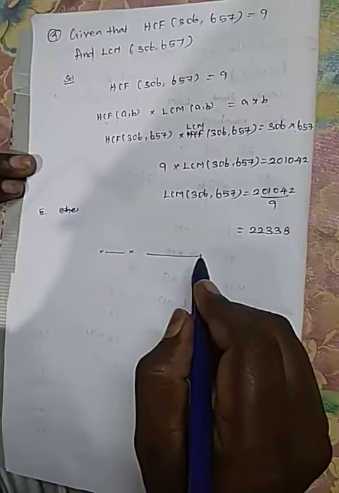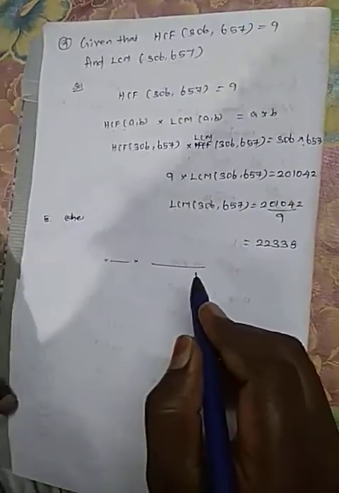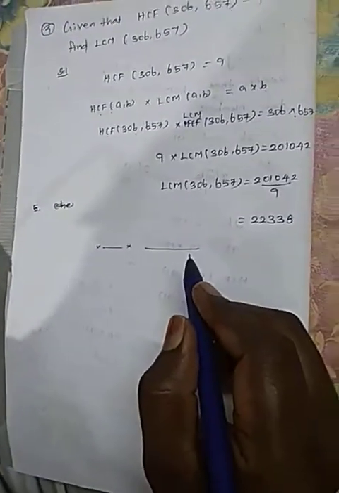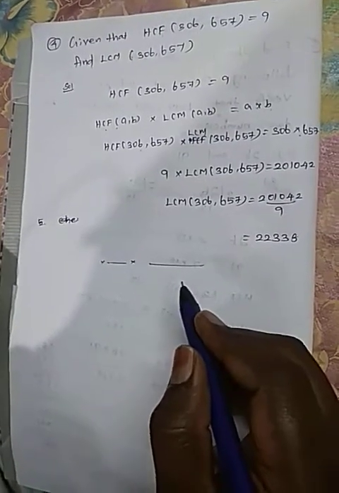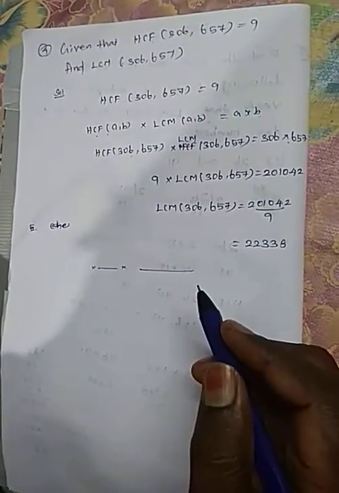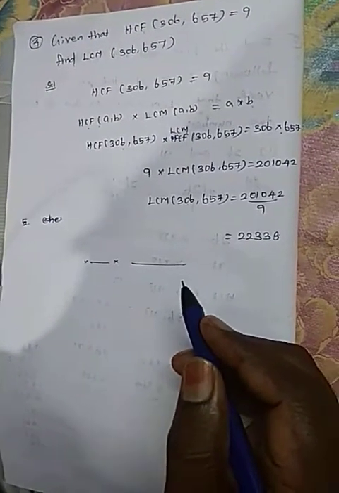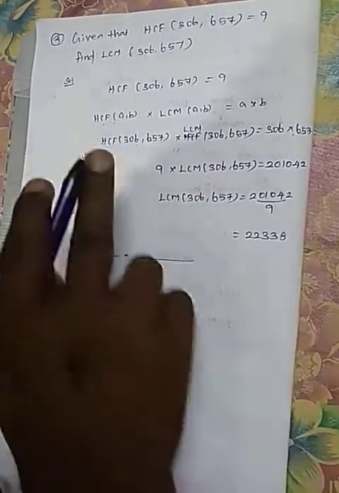Fifth sum: 6 power n, with digit 0. Okay. The prime factors of 6 are 2 and 3. For a number to end with 0 or 5, the factors must include 2 and 5. Here 5 is not there. So that is very easy. I will explain later. Okay, that's all.